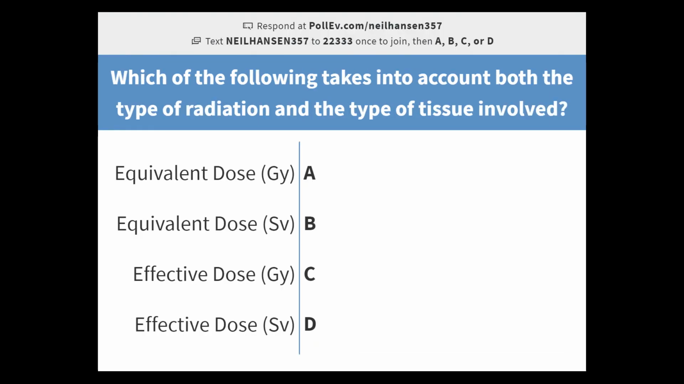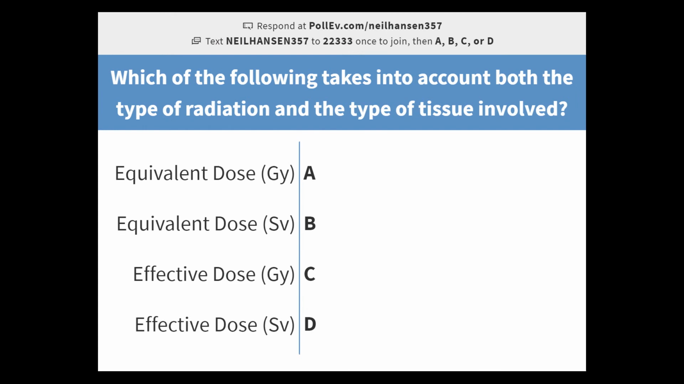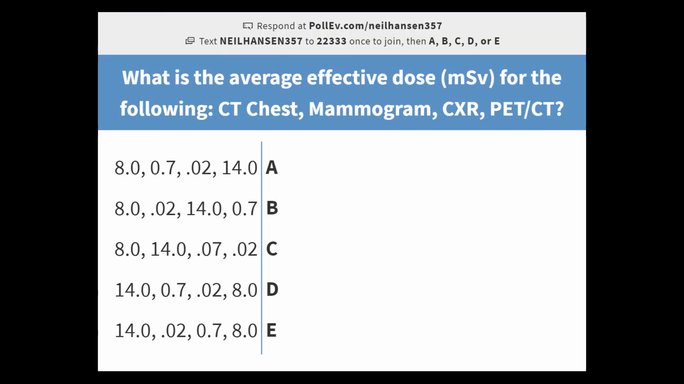All right, which of the following takes into account both the type of radiation and the type of tissue involved? Here's the ultimate end game challenge to see if you understand all this stuff. I'm going to pause now. Effective dose. Effective dose takes into account both the type of tissue and the type of radiation. All right, what is the average effective dose in millisieverts for the following: CT chest, mammogram, chest x-ray, or PET CT?